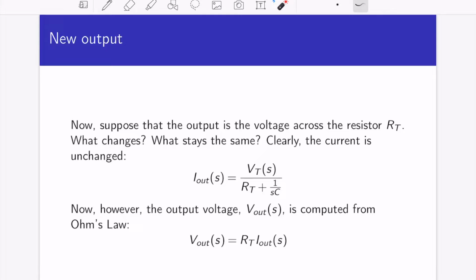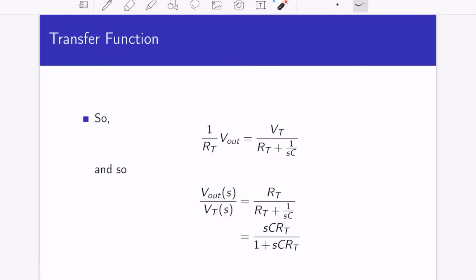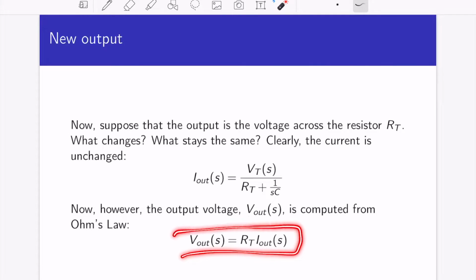So using Ohm's law, we can say V out of S will be equal to RT times I out of S. So plugging in and rearranging, we can come up with V out of S over VT of S will be equal to SCRT over 1 plus SCRT. So what has changed? The output equation has changed. The current didn't change. We didn't change anything in the circuit, so the current couldn't change.